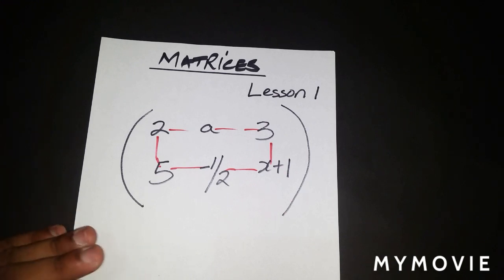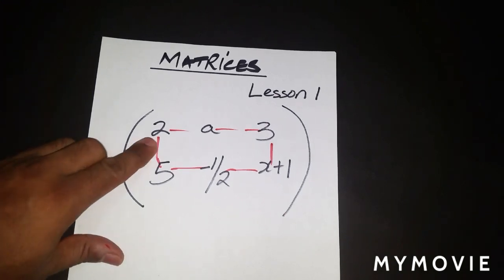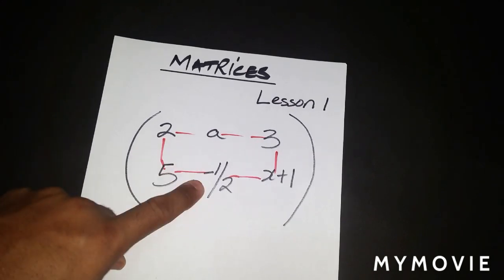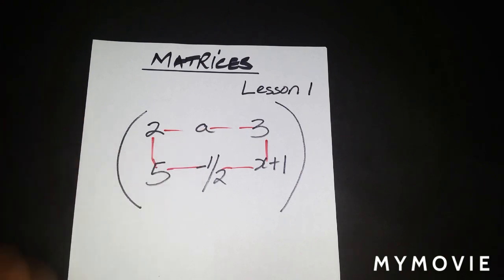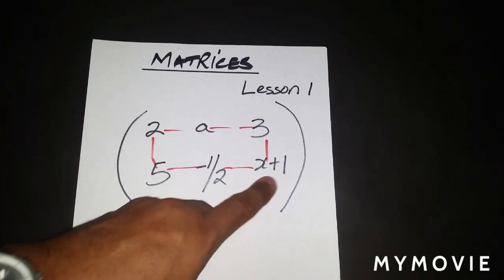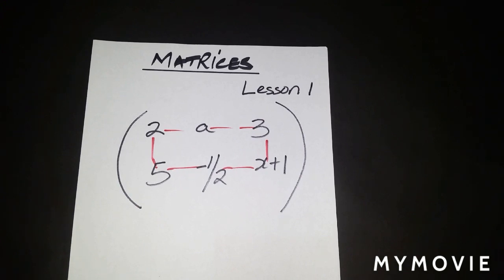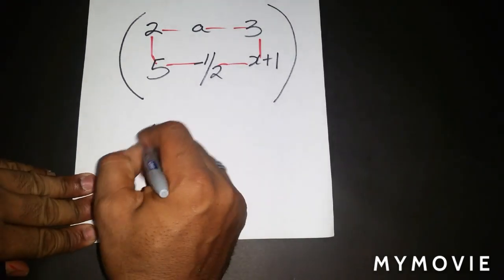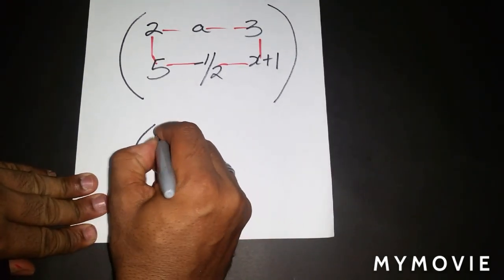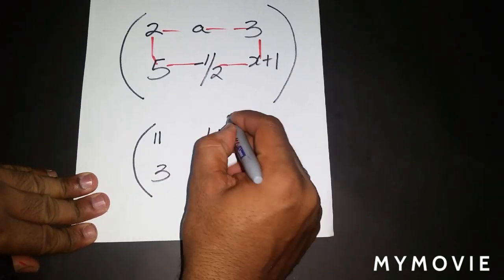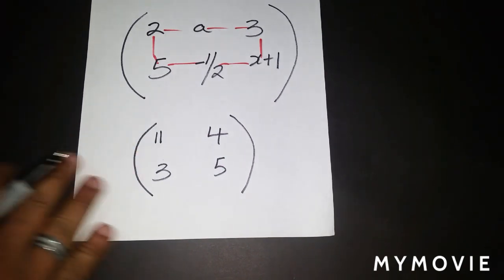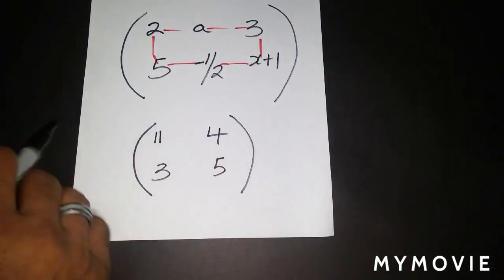Now, what do we mean by elements? An element can either be a number, for example, 2, negative a half, 3, etc. It can be a letter, like in this case, a, or it can be an algebraic expression, for example, in this case, x plus 1. So a matrix can simply contain numbers alone, for example, here. Okay, so here's a matrix comprising elements that are just numbers. So those are examples of matrices.